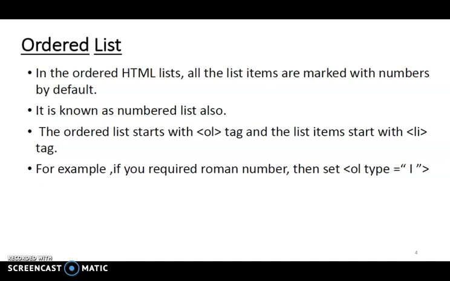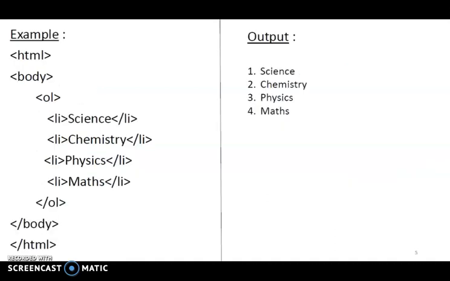But if I want to write the numbers in Roman type, then I will set the OL type equal to Roman i. Now you can see the example of ordered list. Here is the program of your ordered list. In that first I mention the OL tag. OL defines that our list type is ordered list. Then we mention the list of items in between the OL tag and then the body tag is closed and then the HTML tag is closed.